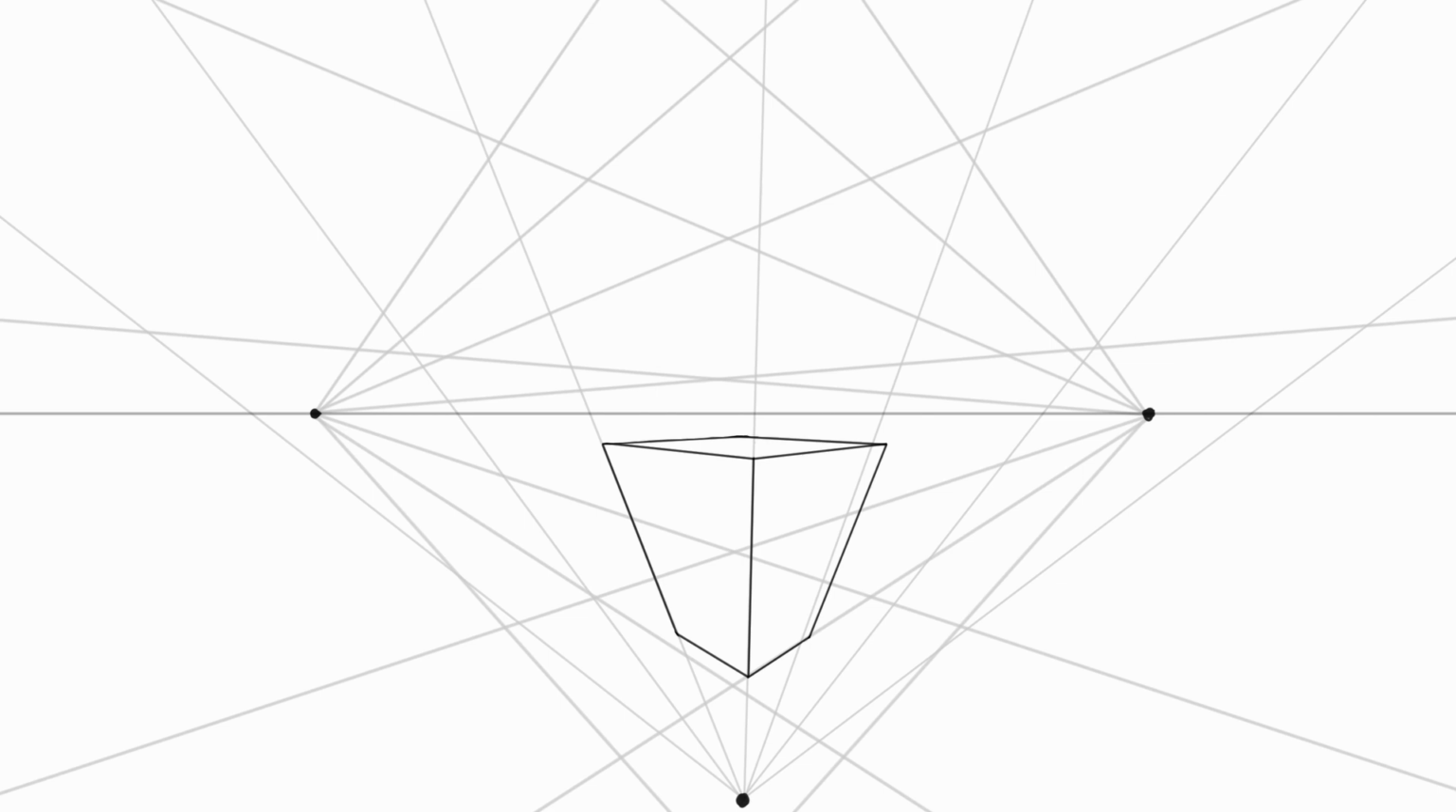Again, going over the importance of that horizon line. If your cube or your shape is underneath that horizon line, you're going to see the top of that cube. If the shape is above the horizon line, you're going to see the bottom of that shape. But if your shape is right on that horizon line, you're not going to see the top or the bottom. And that's 3-point perspective.